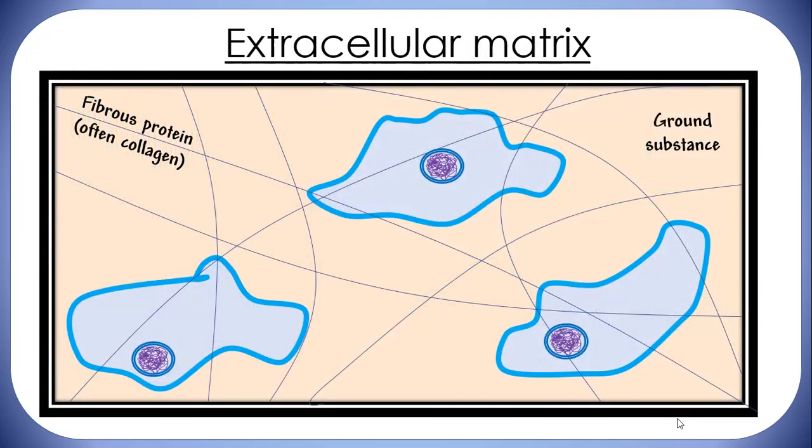Animals also form a network of macromolecules outside the cell called the extracellular matrix. The matrix consists of proteins and carbohydrate molecules that work to connect cells together and can look widely different in different tissue types.